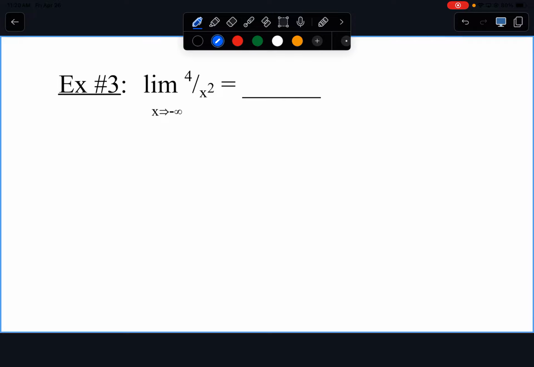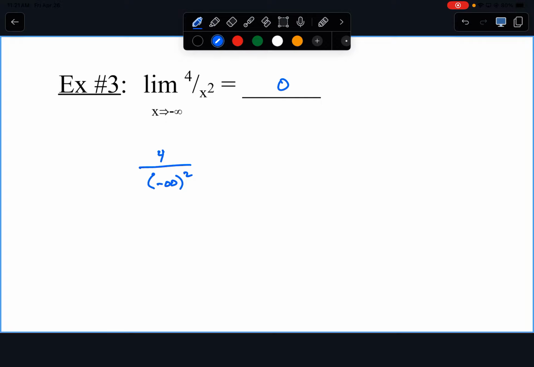What's that? Is that x squared? Yeah, x squared. Yep. 4 over x squared. Anybody tell me, what's the limit? 0. For 2 reasons. If you substitute in a negative infinity, here's what you really have. 4 over negative infinity squared.